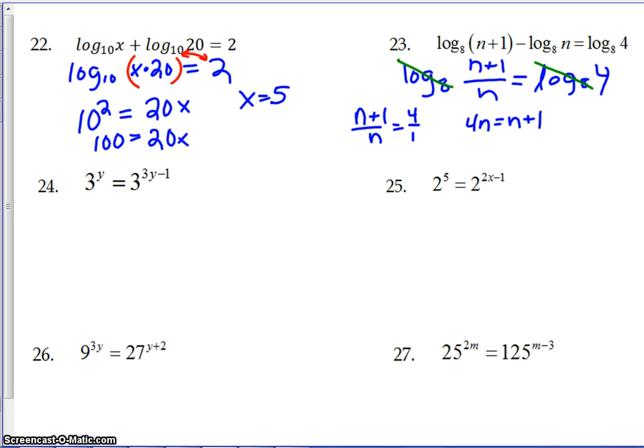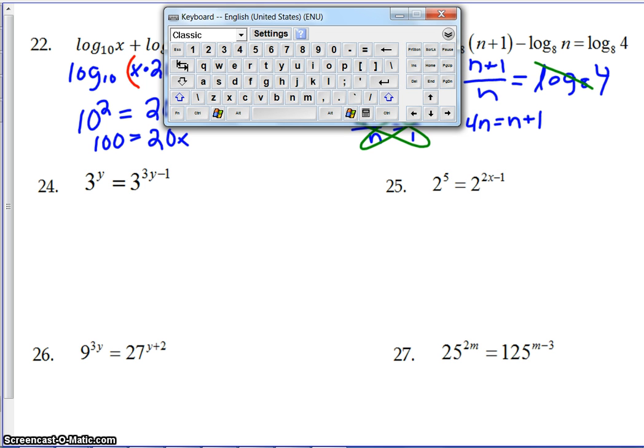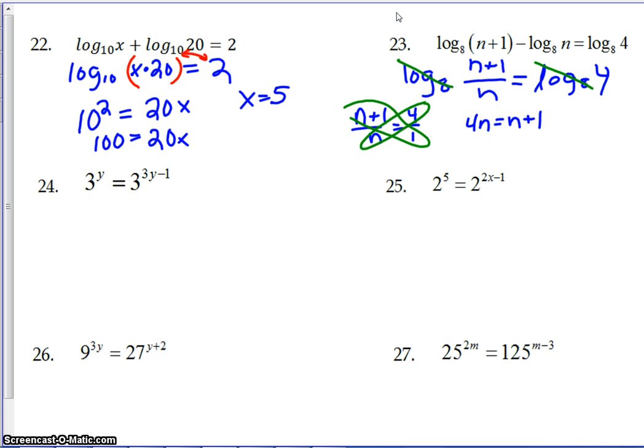What I did there is diagonal multiplication. I said the diagonals have to be set equal to each other. Now I would subtract n from both sides, so 3n would equal 1. Therefore, n equals, not m, sorry, 1/3. So my n here is 1/3.